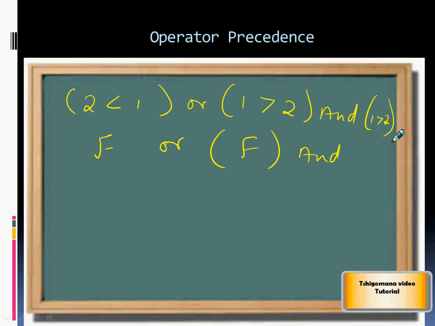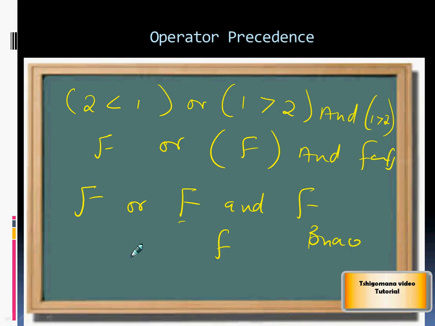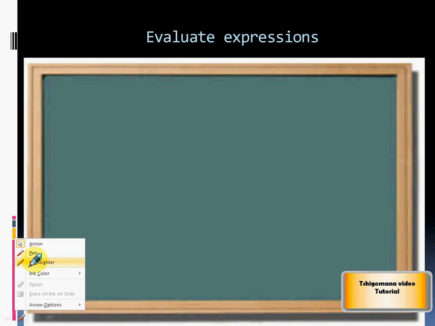Right, we have F or F and F. So according to the principles of binary, we start with and. F and F is F, F or F, the answer is F. Right, basically that is what I wanted to tell you. Let us continue evaluating expressions with further examples.